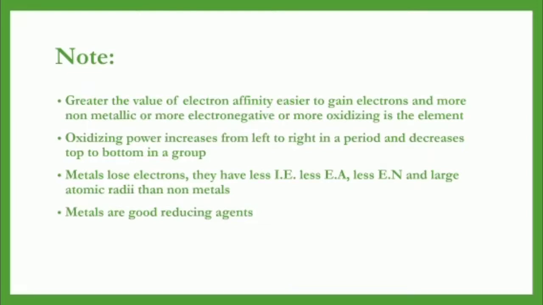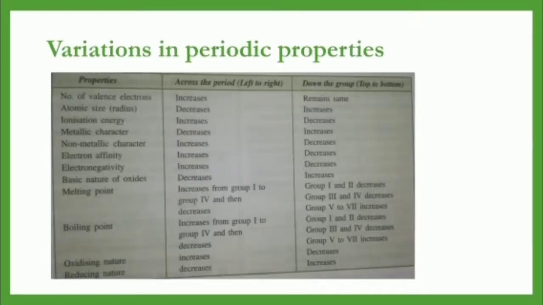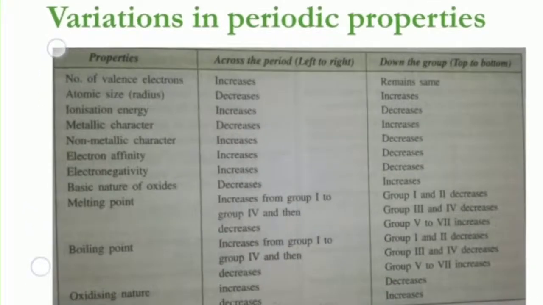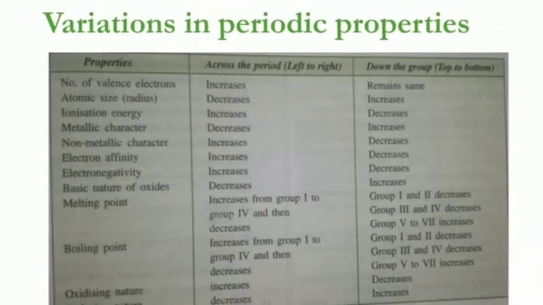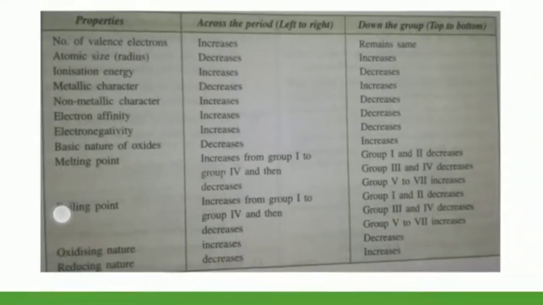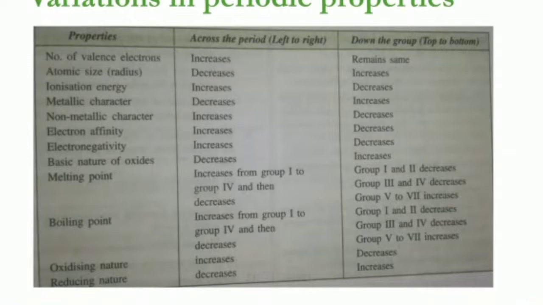Next one, metals lose electrons, so they have less ionization energy, less electron affinity, less electronegativity, and larger atomic radii than the non-metals. Next one, metals are good reducing agents. Last week we have seen this. So this is the variation in periodic properties, how the periodic properties vary. On the whole, it is summarized here: number of valence electrons, atomic size. So totally all the characters are given, how they vary across the period and down the group. So remember this, mark this.